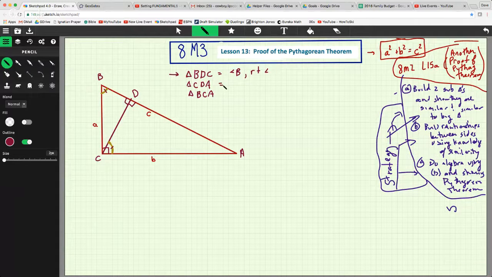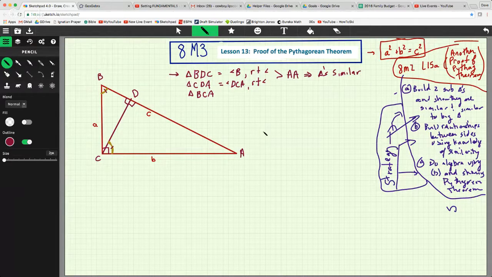And here I have in triangle CDA, I have angle DCA, and I have a right angle. Wow, well, I have two angles that are the same. So by angle, these are similar triangles. So these triangles are similar.